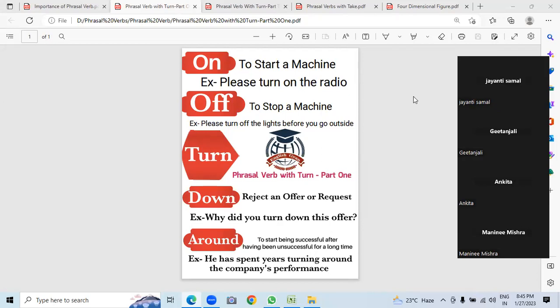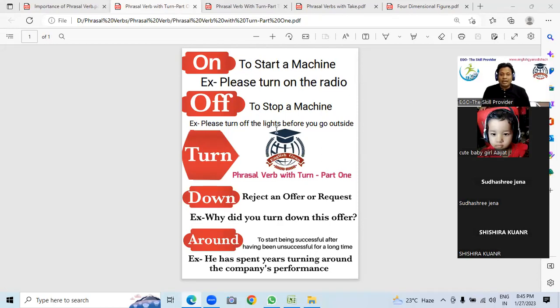Okay. So this is something called turn on and turn off. Turn on means to start a machine. Turn off means to stop a machine. There are two things you learn. Don't use start and stop. Start and stop happens anywhere.